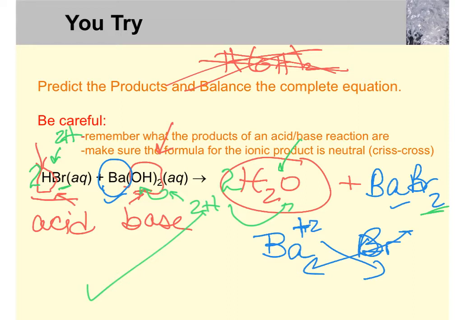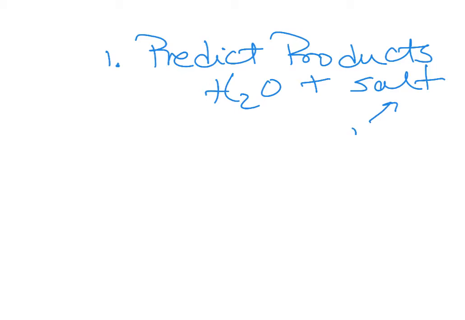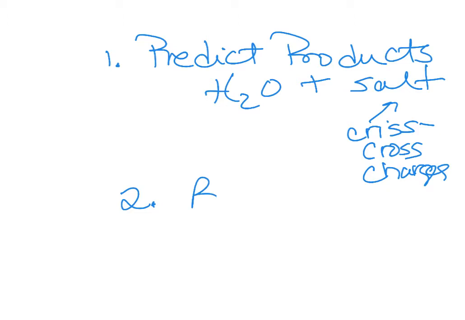So these chemical reactions can get complicated. What are the steps that we need to remember to do? Think about it for a minute. One is predict products. For an acid-base reaction, that's going to be water and a salt. For the salt, you're going to remember to crisscross charges. And then you are going to balance.